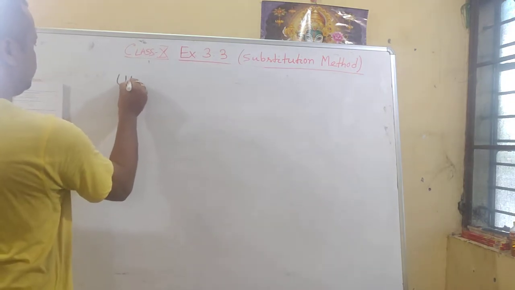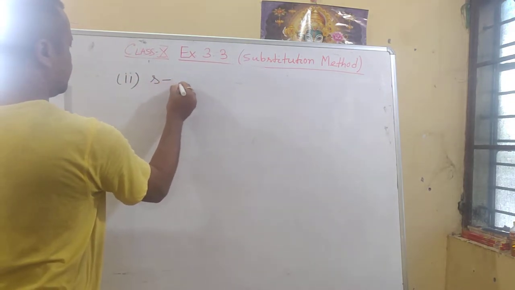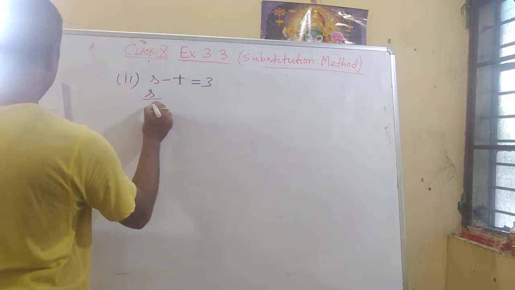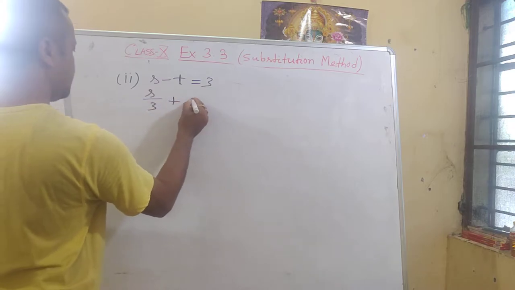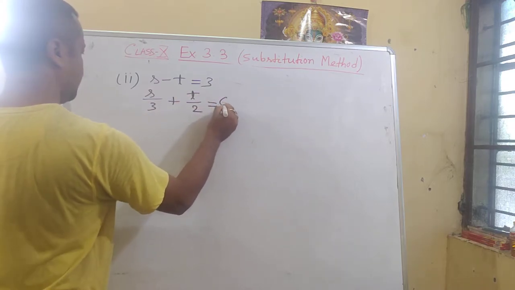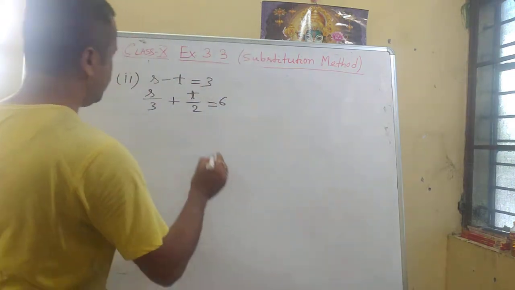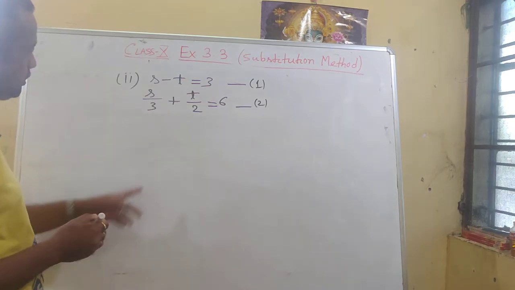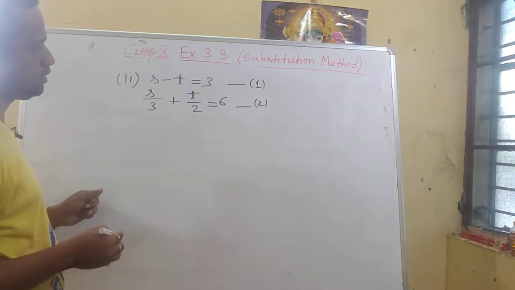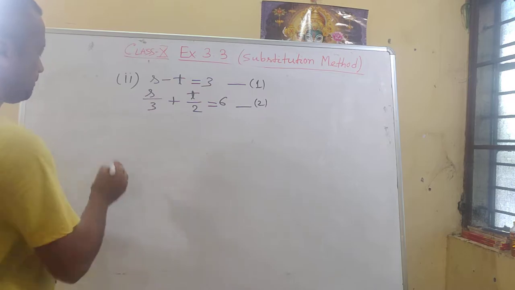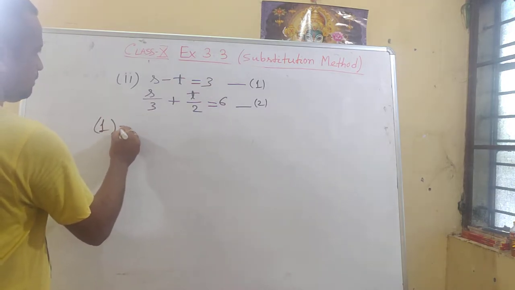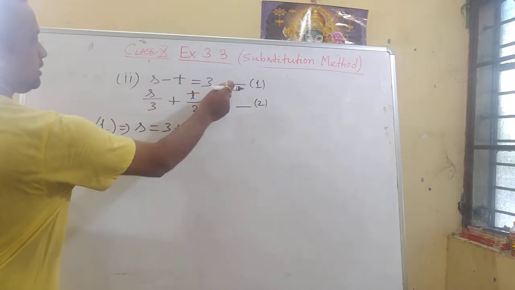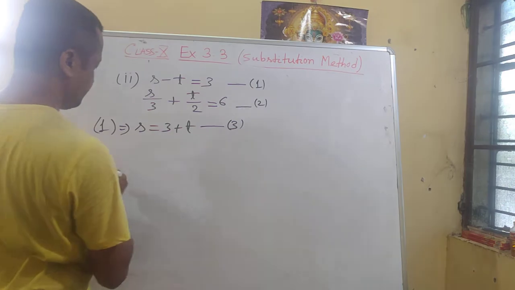So number 2: s minus t is equal to 3 and s by 3 plus t by 2 is equal to 6. These are two equations. Mark this as 1, mark this as 2. These are two equations in two variables s and t. You have to solve these two equations by substitution method. So first, 1 implies s is equal to 3 plus t. It is equation number 3.